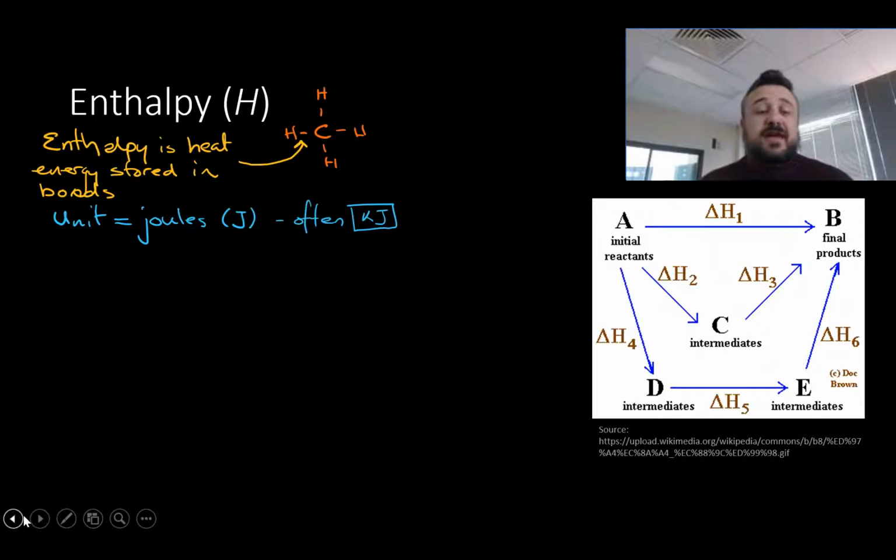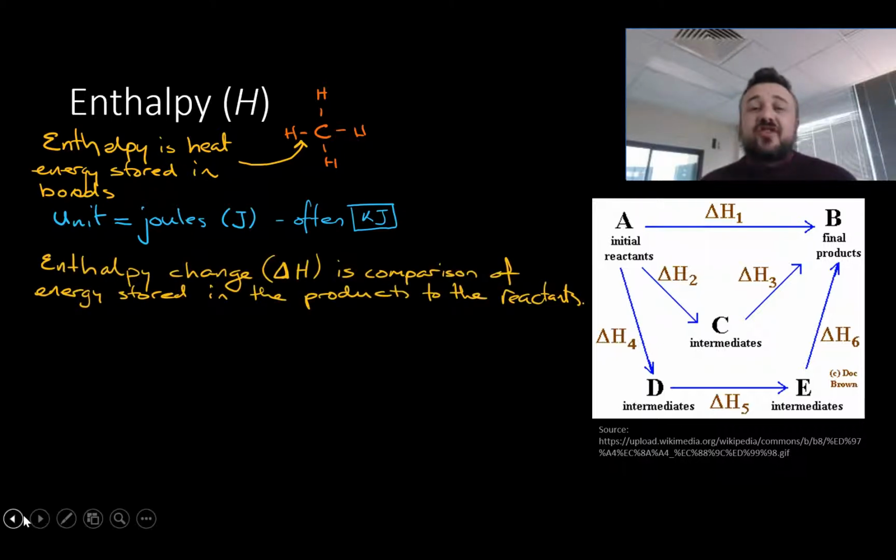Now, the unit for that is joules, although we'll often use kilojoules. Joules is a name, so it's a proper noun, but in this case we're using it as a noun, so it's a lowercase j. As the symbol, it's always a capital J. Enthalpy change, so that's what this delta, this sort of triangle here means, right? Enthalpy change is the comparison of energy between the products and the reactants.